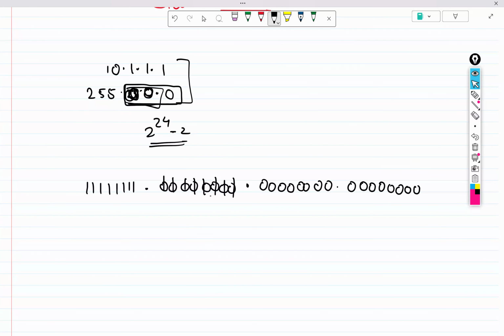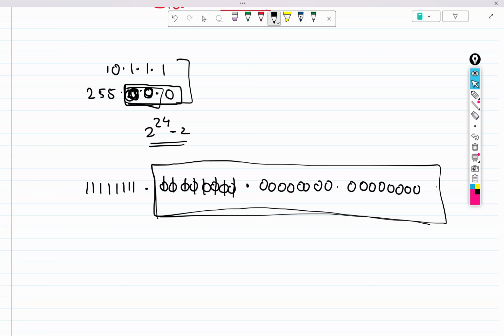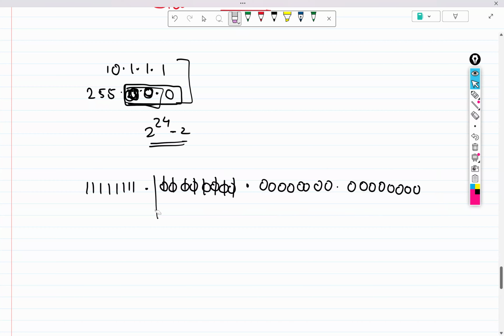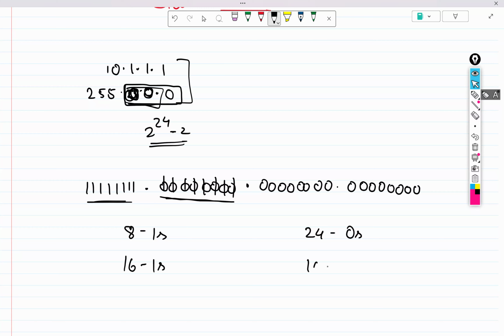Borrowing. You're borrowing the zeros in the actual host part. This is the actual host part, right? You're borrowing these zeros from the host part and converting them into ones. So you converted 8 zeros to ones, thereby reducing the number of zeros and increasing the number of ones. Previously there were only 8 ones, now there are 16 ones. Previously there were 8 ones and 24 zeros, now you have 16 ones and 16 zeros.